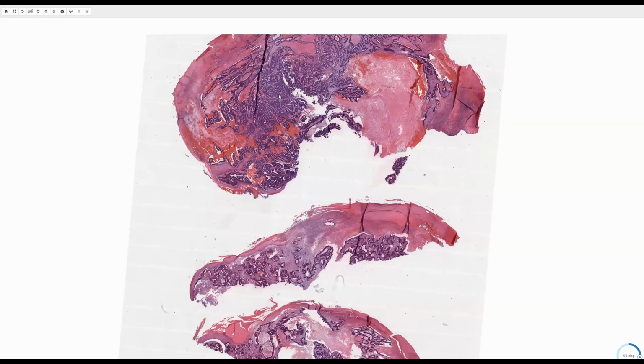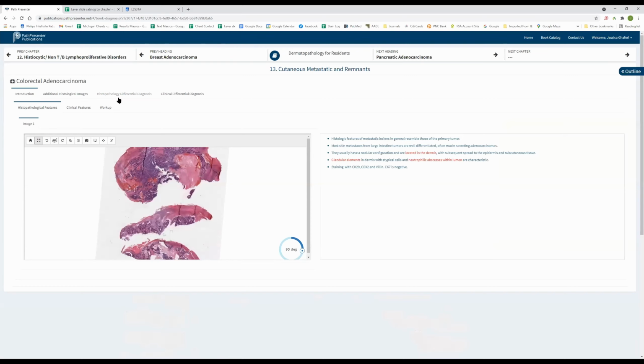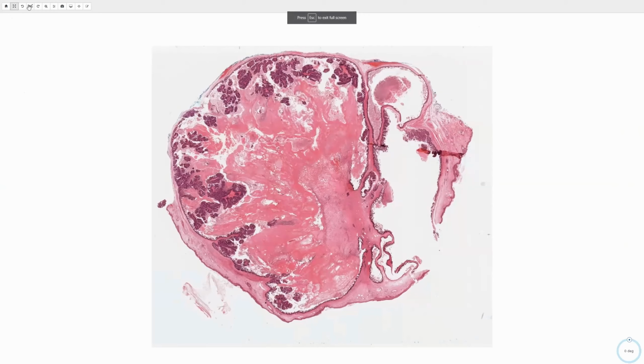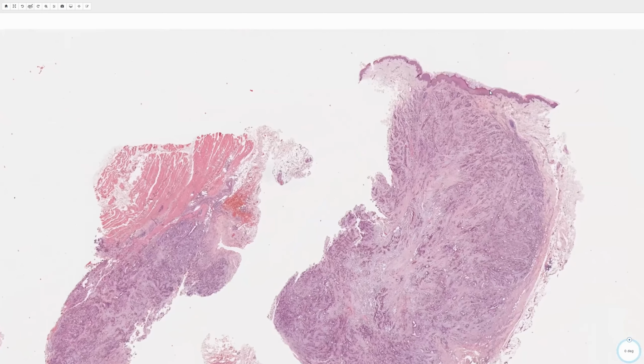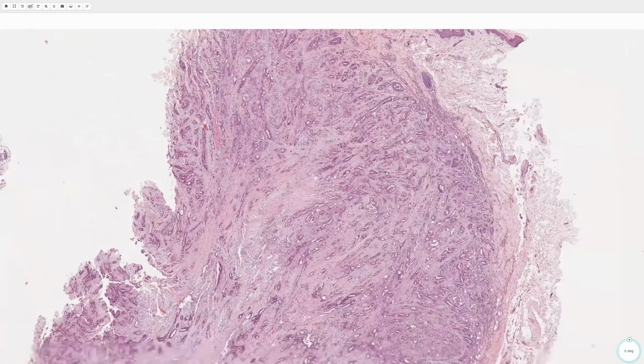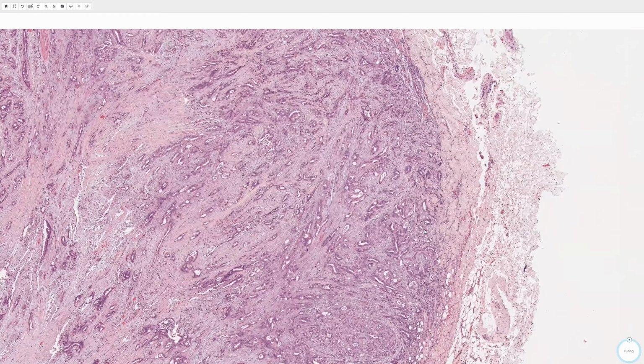In the differential diagnosis for this tumor, you may consider metastatic pancreatic carcinoma, much less common than colon, where the glands show more of an irregular architecture. And I can show you an example of that. Let me just show you one to compare and contrast. Here we have an example of metastatic pancreatic carcinoma, and you can see that there are some similarities to the metastatic carcinoma from the colon.